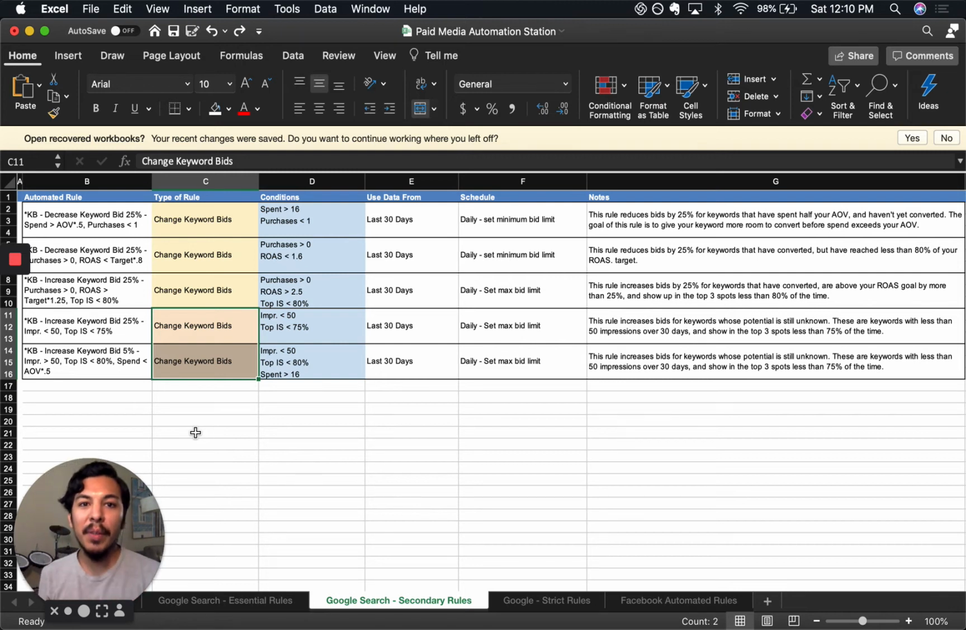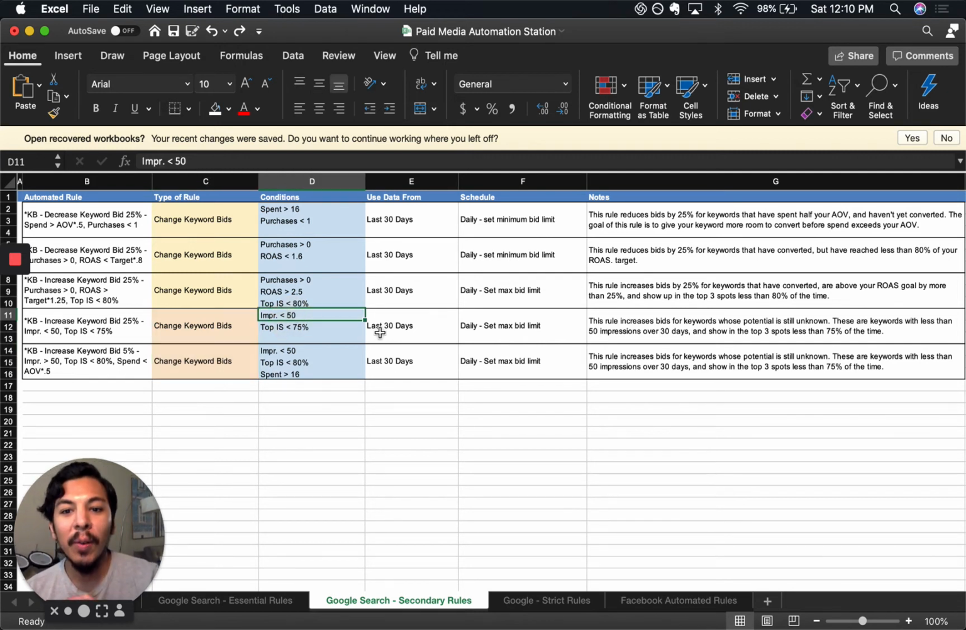But if you have keywords that can serve more and the bids are just too low, and you want an easy, systematic way of making sure that the bids are being increased on those, then you can use rules like these, where the impressions are less than 50 over the last 30 days. That's a pretty good indicator that it's not showing very often. And your top impression share is less than 75%, then you can increase bids on that by about 25%. And it'll happen on a daily basis, so it might increase your bids by a good amount over time. That's why I do think it's good to set a max bid limit.